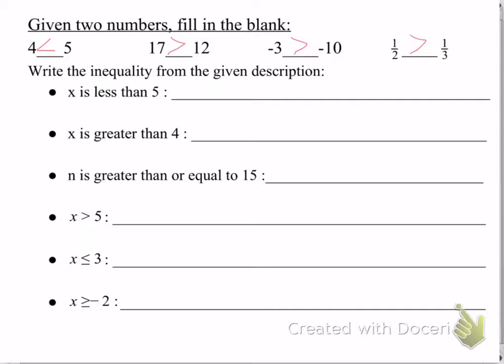So if we look at the problems underneath, we've got to write the inequality given the description. So for our first one, we've got x is less than 5. So x is less than, so it's not going to be facing the x, 5. Because 5 is the bigger number, so that matches up. For our second one, we have x is greater, so that's going to be facing that one, 4. X is greater than 4. Our third one, we've got n is greater than or equal to, so we've got to make sure we include that line, 15.